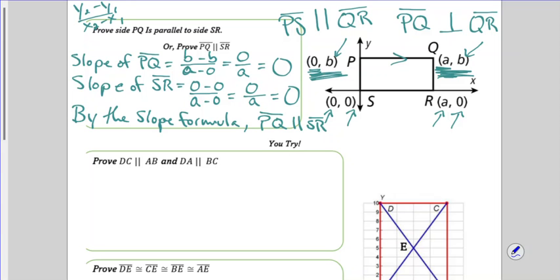Okay, try these three on your own and get them checked before you move on.